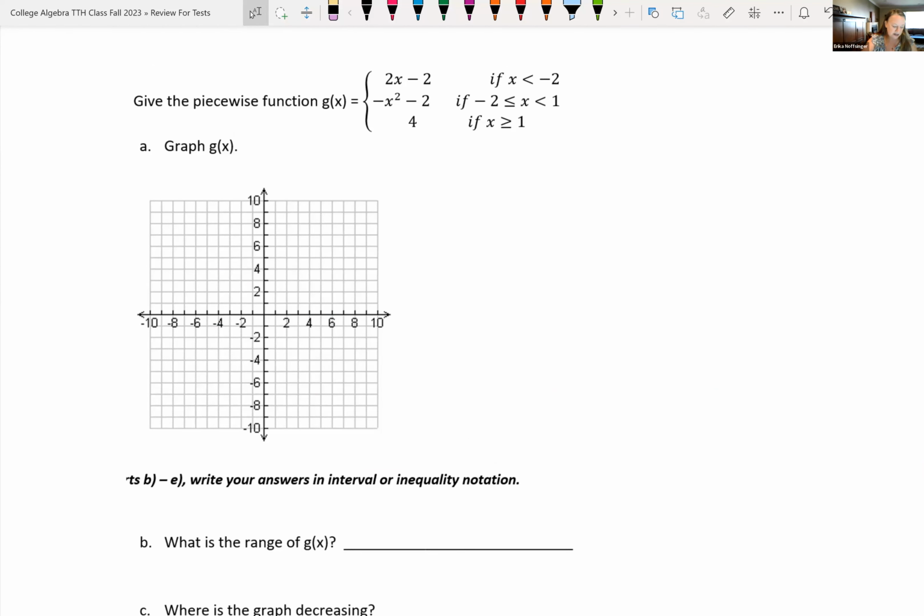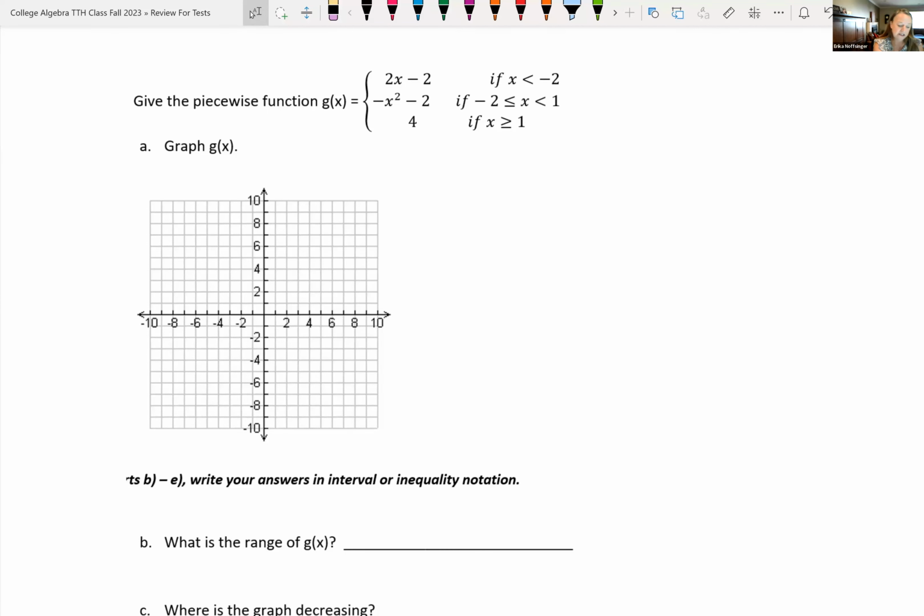Okay, so we have time to do one more problem. So given the piecewise function g of x, we're given g of x is equal to 2x minus 2 if x is less than negative 2, negative x squared minus 2 if x is between negative 2, including negative 2, and 1, but not including 1. And it's equal to 4 if x is greater than or equal to 1. So first part was we want to graph this.